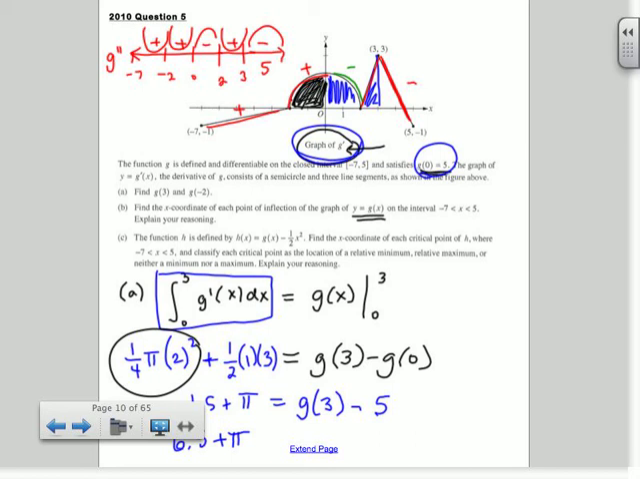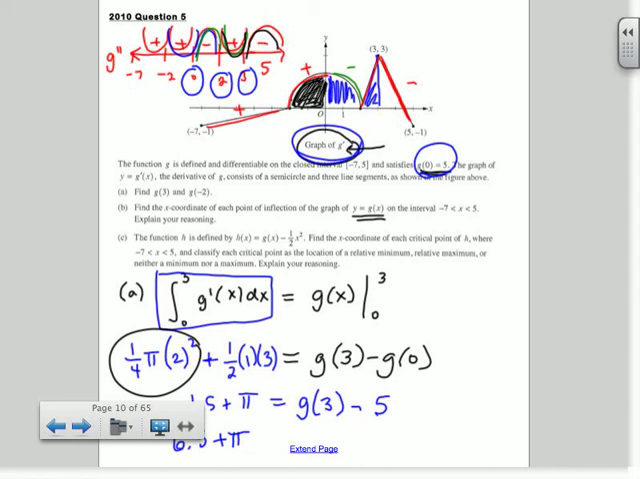So the question was, find the points of inflection. A point of inflection would be at 0, at 2, and at 3. That's when it changed from concave up to concave down, then from concave down to concave up, and then from concave up to concave down. On your explanation, you need to say something like, in order to find a point of inflection, I looked at G double prime, which is the slope of G prime, and the slope of G prime changed from positive to negative here, negative to positive here, positive to negative here. Therefore, there are points of inflection at 0, 2, and 3.